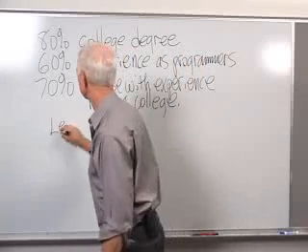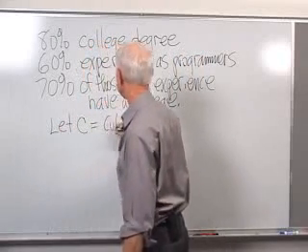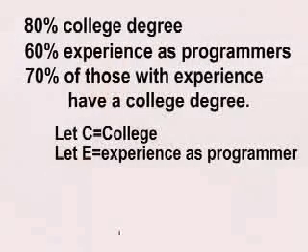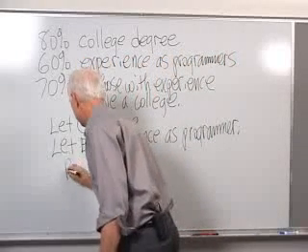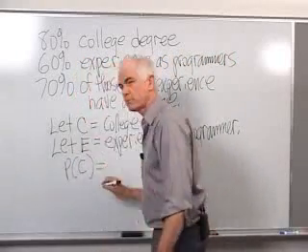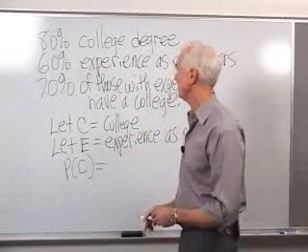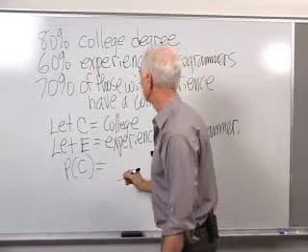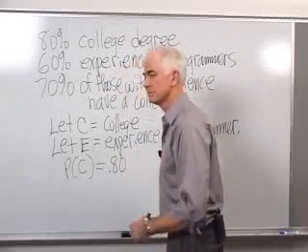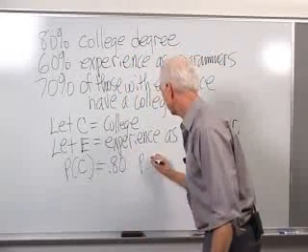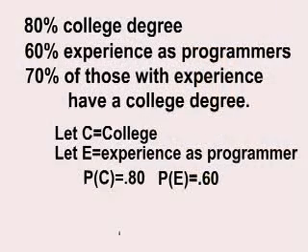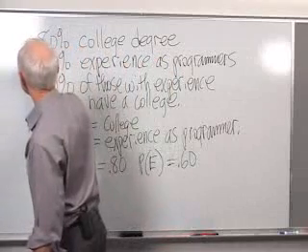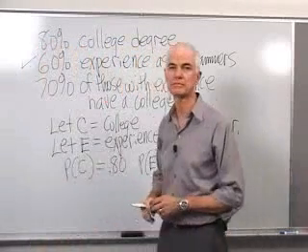Let's let C equal college degree, and let's let E equal experience as a programmer. Using mathematical symbols for probability, we can state then that we have the marginal probability, the probability of C, or the probability that you have a college degree, given that you're a manager in the computer software industry, is 0.80, and that the probability that you have experience as a programmer is 0.60. So we've written out in mathematical symbols these two particular statements.